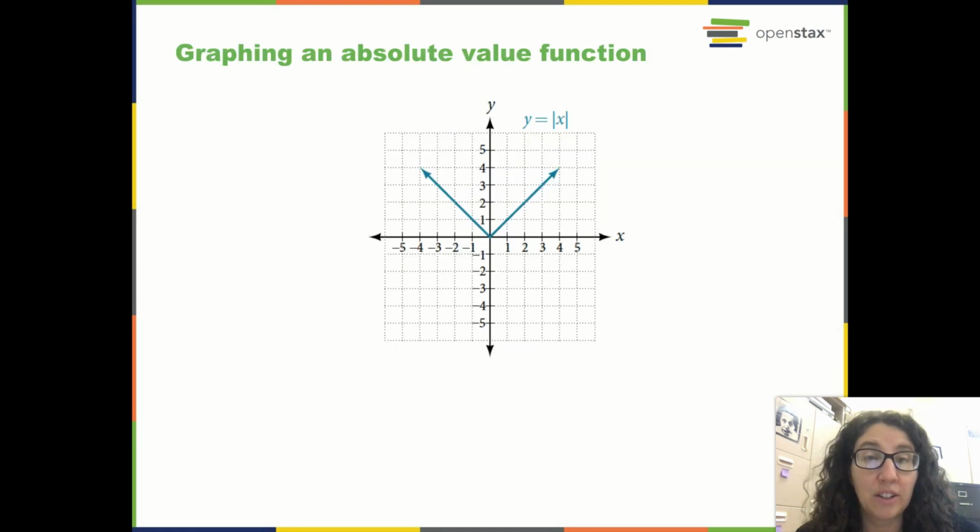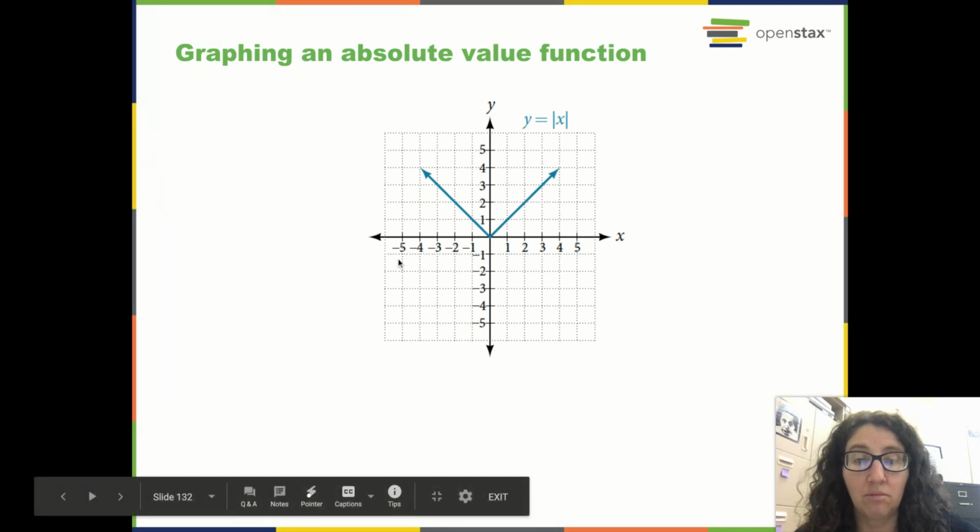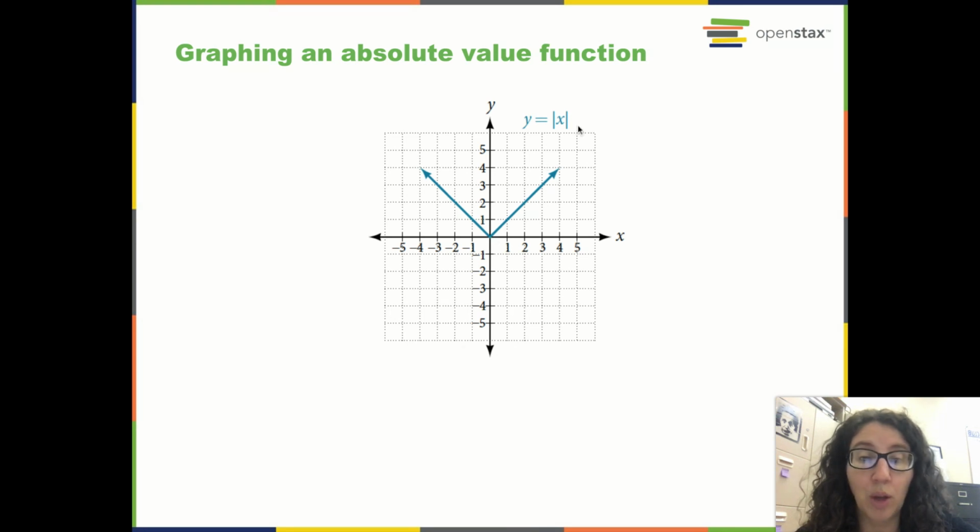And it's one of our toolkit functions. You've seen the graph. It comes to a point, kind of like a vertex, but not. And for just a regular y equals absolute value of x function, that point is at 0, at the origin. And these lines go up with a slope of 1 or negative 1 from that origin.